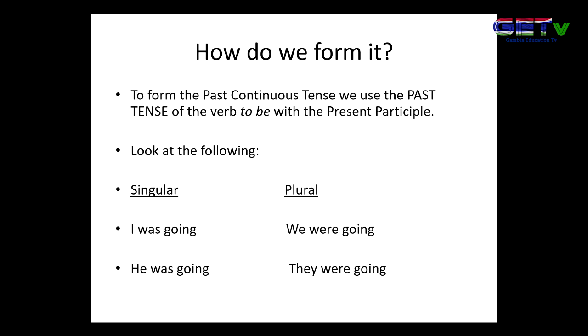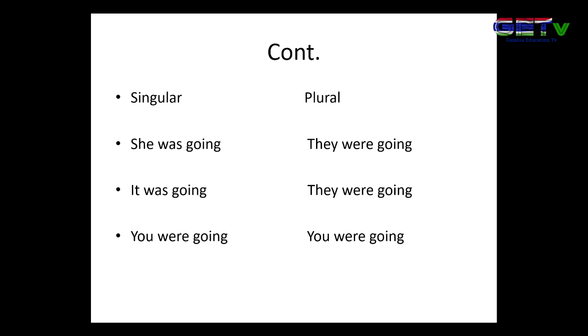He was going. More than one, we say they were going. "Was" becomes "were" in the plural. She was going becomes they were going. It was going, they were going in the plural.